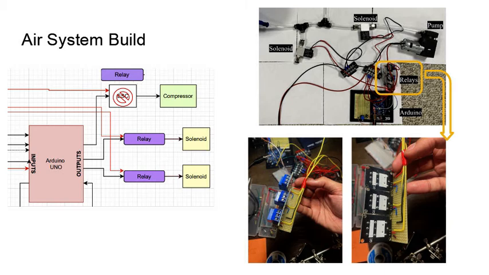Next, we can see all the electronics for our air system build. For simplicity of testing, we've replaced one of the ESCs for the compressor with a relay. The 3 relays are shown on the bottom right in blue, and you can see the top right where all the solenoids and pumps are hooked together to form our full system.